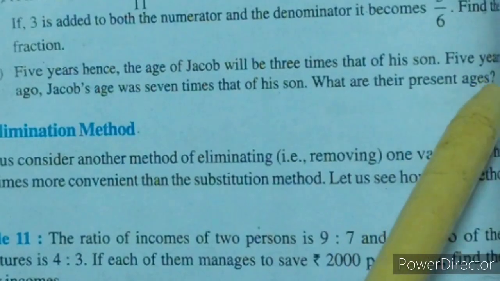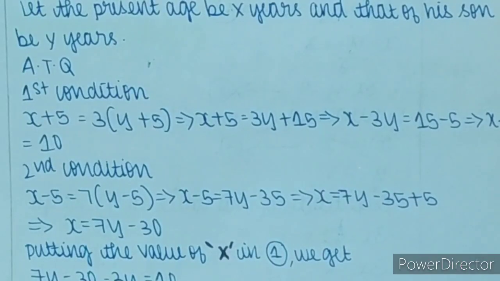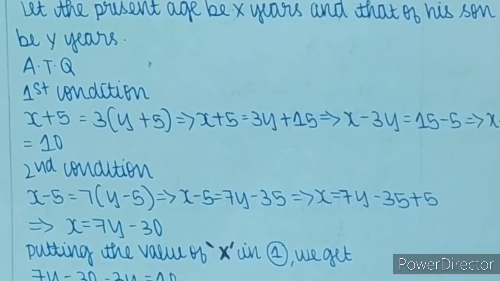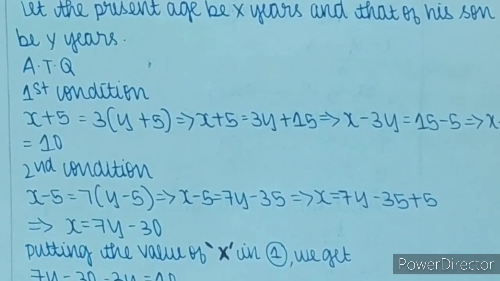What are their present ages? This is the question. Now, the sixth subdivision of the third question of exercise 3.3 is about the age of Jacob and his son. So now, again, we need to denote the x and y values first.